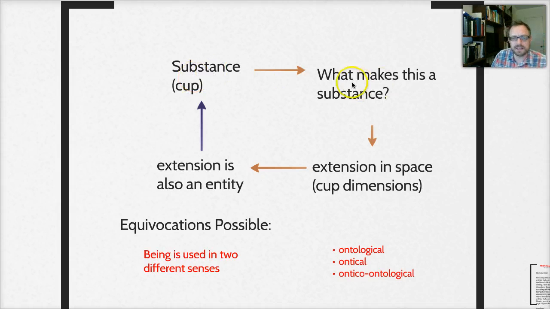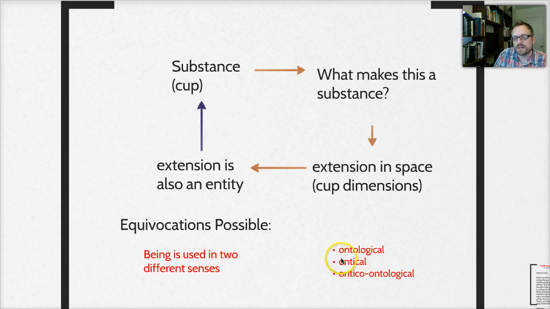Well, what makes this thing a substance? Well, Descartes' answer is that it's extension in space. But here's the problem: Descartes treats extension as an entity that then defines the substance of an entity as a substance. So you end up with a profound confusion where you have equivocations, where you're treating the extension as an entity, but you're using extension to define what an entity is, because it's fundamental to being a substance. So you end up with this sort of circular argument at the end of the day, right? Because being is actually being used in two different senses.